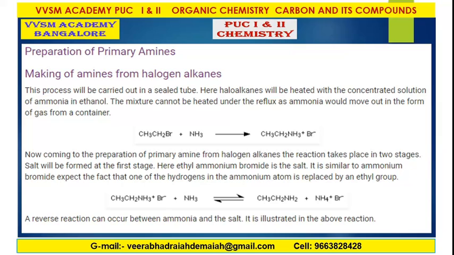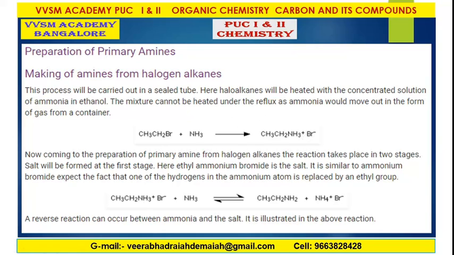Okay, this is the reaction of making amines from halogenoalkanes. The reaction takes place in two stages, the first stage and the second stage. Bromoethane or ethyl bromide reacts with ammonia, and you will get ethyl ammonium bromide. In the preparation of primary amine from halogenoalkanes, the substitution happens in two stages. A salt is formed at the first stage. Here ethyl ammonium bromide is the salt.